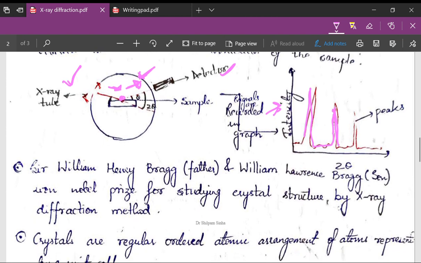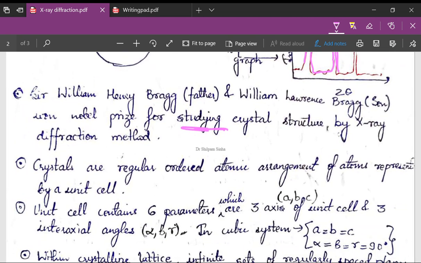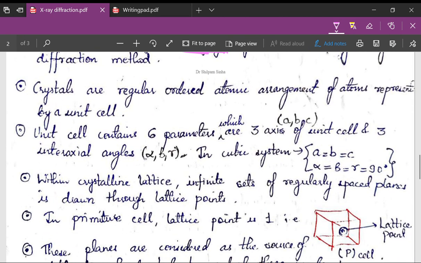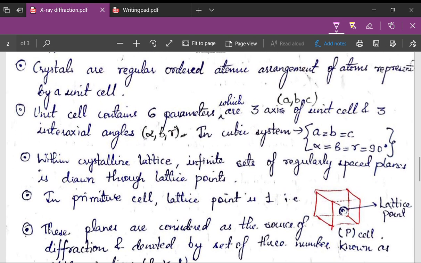diminish. So this X-ray diffraction was discovered by two scientists, Sir William Henry Bragg, the father, and William Lawrence Bragg, the son, and they won the Nobel Prize for studying crystal structure by X-ray diffraction method. And as I have already mentioned, crystals are regular arrangements of atoms in a unit cell.